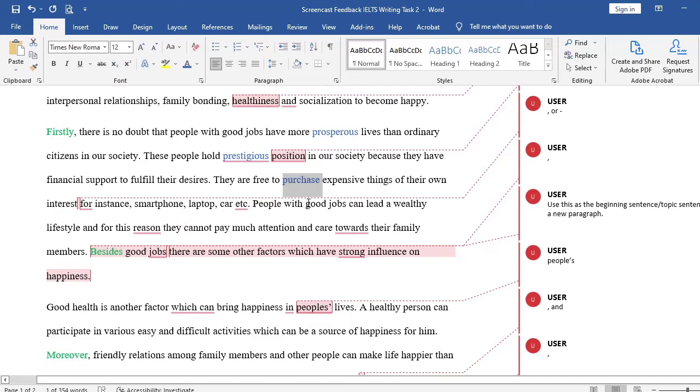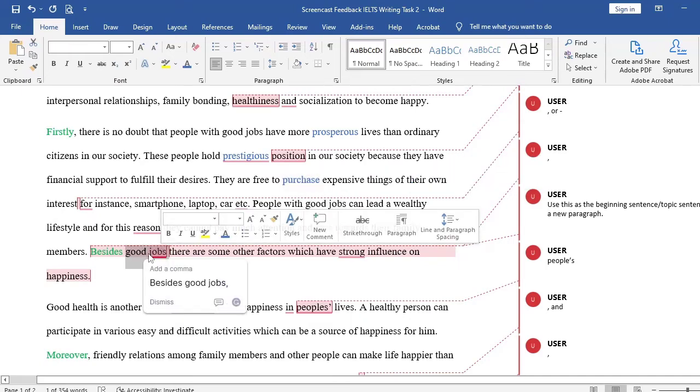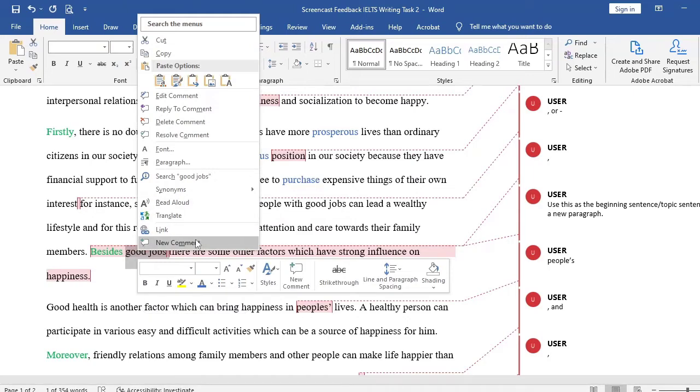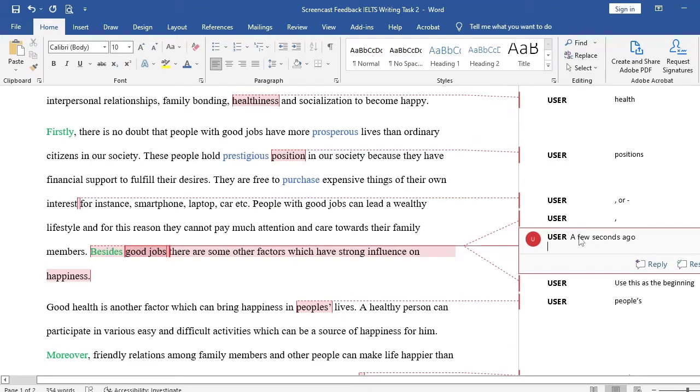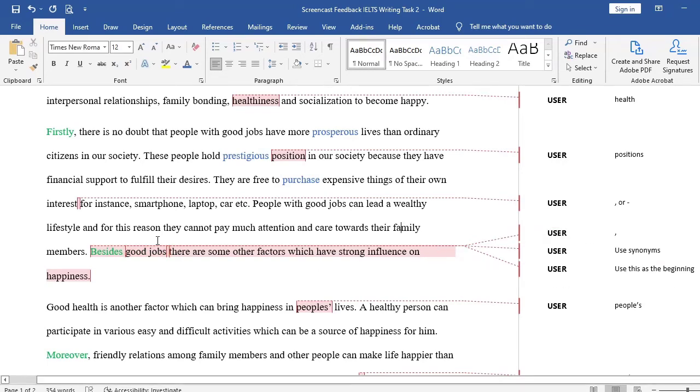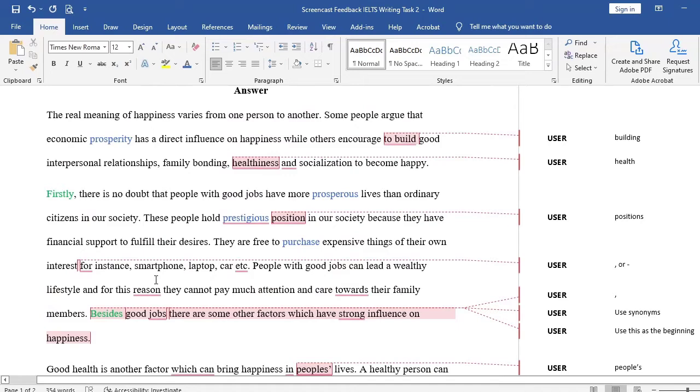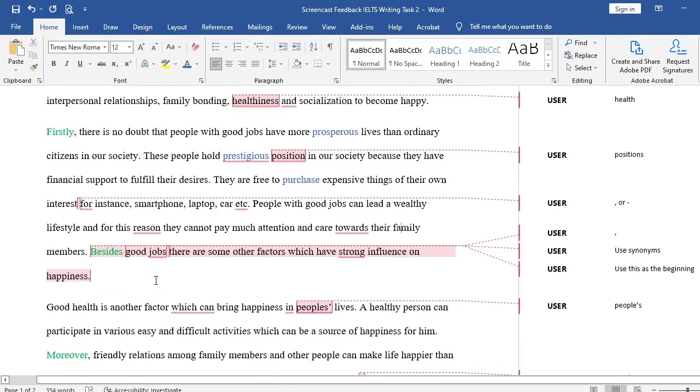But here, instead of good jobs, she's repeating good jobs. So I would suggest her to write a, yeah, I can give another comment here. Use synonyms. For example, she could have written something like more prestigious jobs or more lucrative jobs, right? Lucrative relates to money.